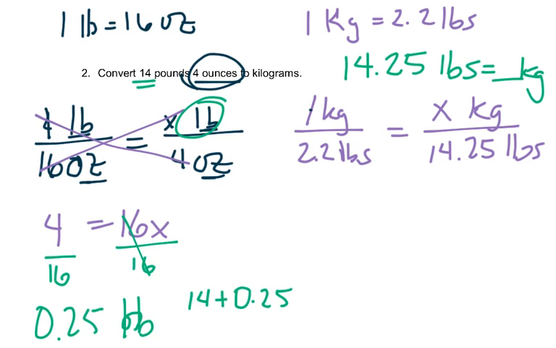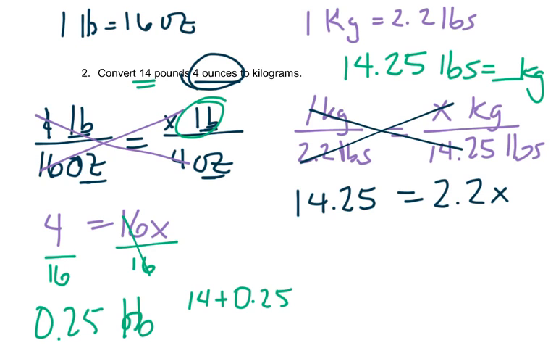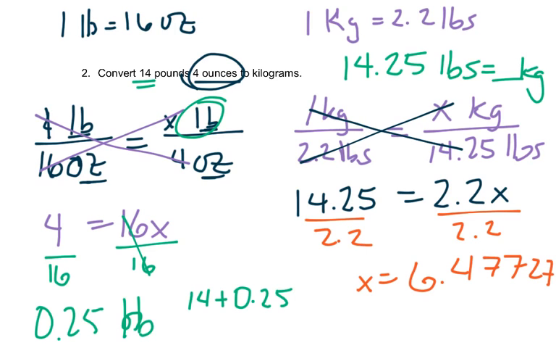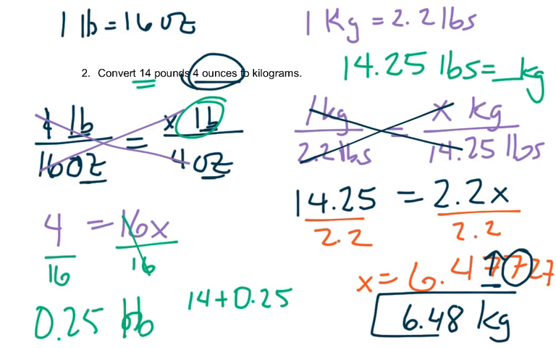We'll cross multiply. So 1 times 14.25 is 14.25. And 2.2 times x is 2.2x. And now we can divide both sides by 2.2. So 14.25 divided by 2.2 is 6.47727. And again, this is the hundredths place. This number after it is 5 or bigger, so we want this number to go up. So we'll have 6.48 kilograms.